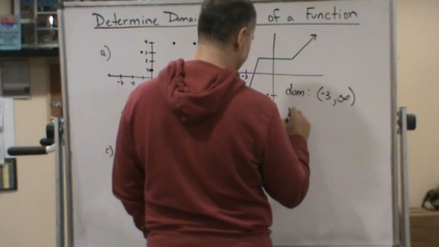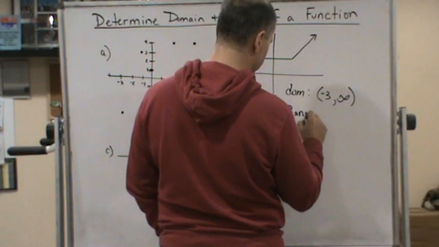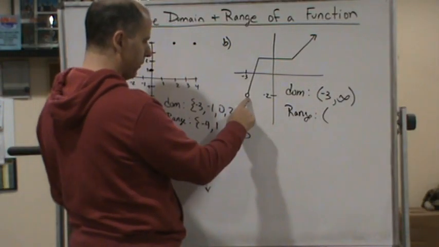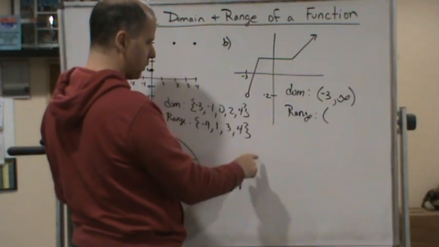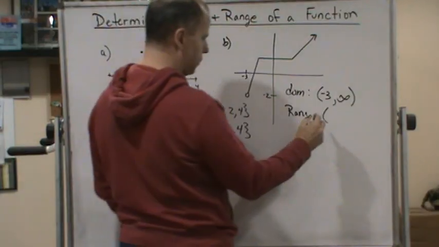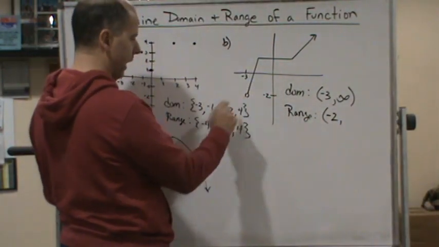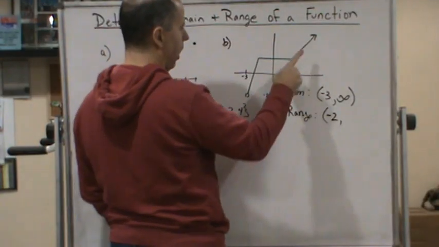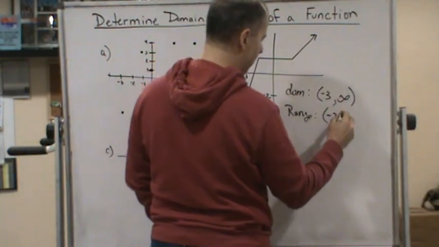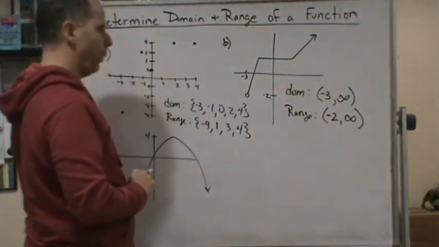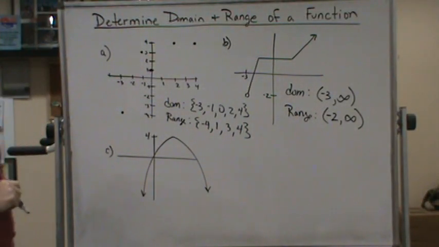Now the range, again, the hole is at -2. So the smallest this will ever be is -2, but it does not include -2 because of the hole in the graph. And it's going to go up all the way to positive infinity in the y direction. And so the way we would write the domain and range would be like that.